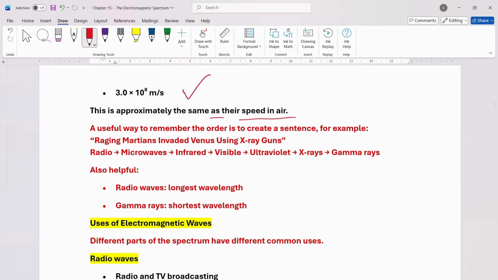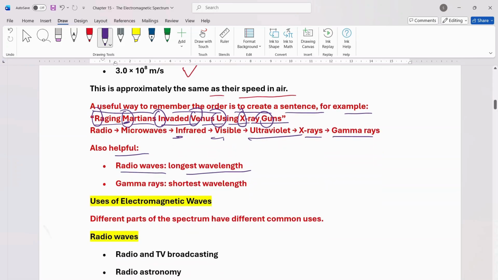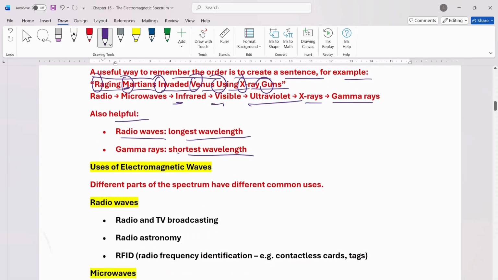A useful way to remember the order is to create a sentence. For example, "Rabbits Mate In Very Unusual eXotic Gardens" or "Raging Martians Invaded Venus Using X-ray Guns." So, radio, M for microwave, infrared, then visible, ultraviolet, X rays, and gamma rays. Also helpful: radio waves, longest wavelength, and gamma rays, shortest wavelength.